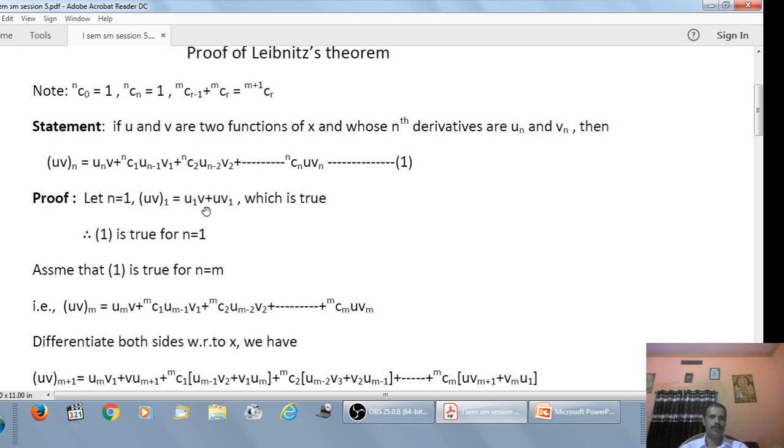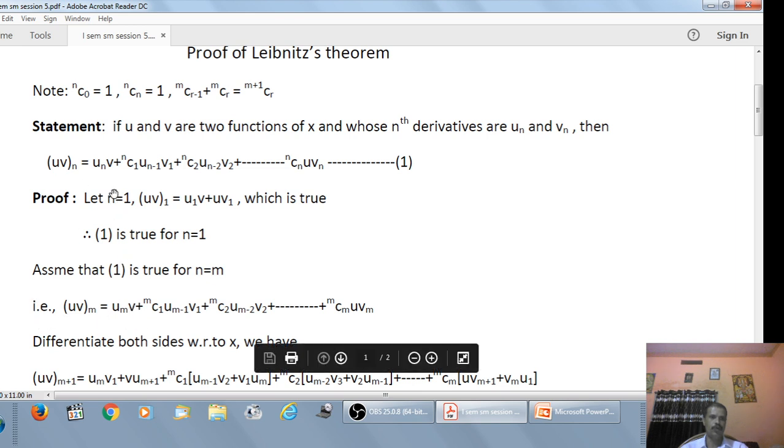That means this result is valid for the first derivative, which is true. Therefore, this result is true for n is equal to 1. Now assume that the result is true for n is equal to m. That is, whenever n becomes m, the LHS is equal to RHS. And this is my assumption.